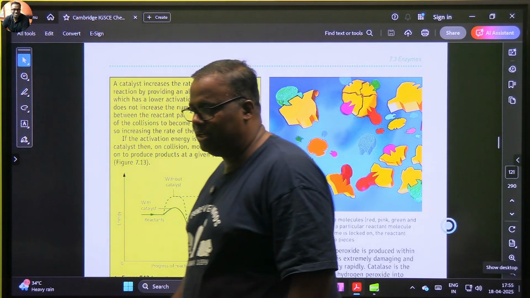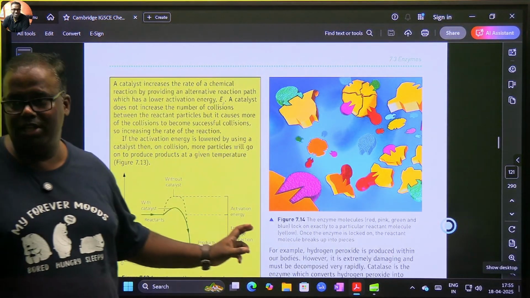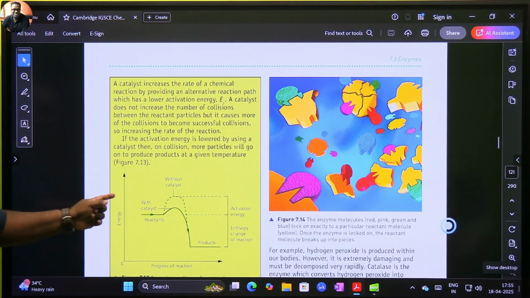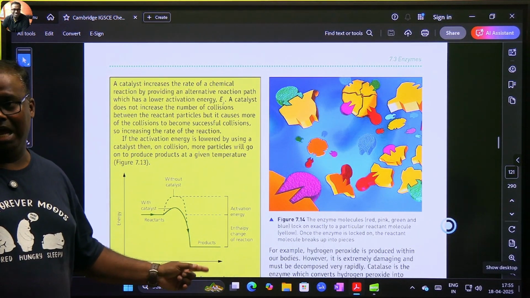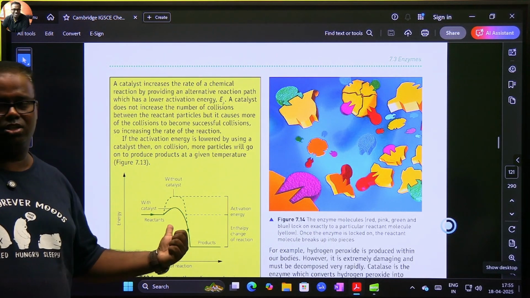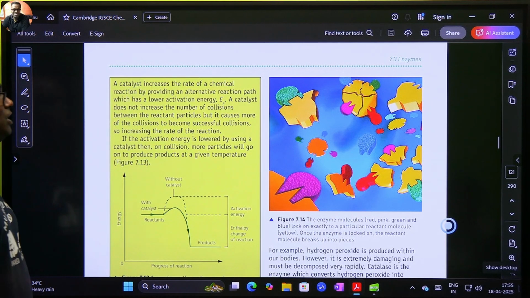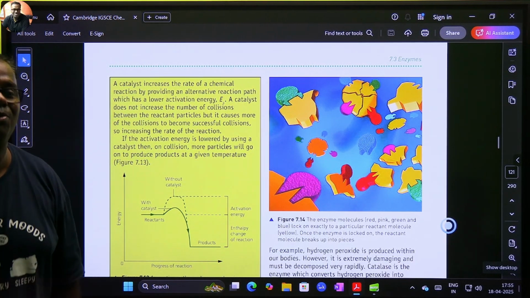Here we are not breaking our heads on exo or endo. What we are breaking our head over is the energy demand at the start of the reaction without a catalyst, and the energy demand at the start of the reaction with a catalyst. With a catalyst, the energy demand is much less. And that, for me, as a person who wants this reaction to happen, is much more beneficial. So I say that a catalyst will always provide an alternate reaction path which has lower activation energy. A catalyst does not increase the number of collisions. Please understand, a catalyst does not increase the number of collisions between the reactant particles, but it causes more of the collisions to become successful collisions.